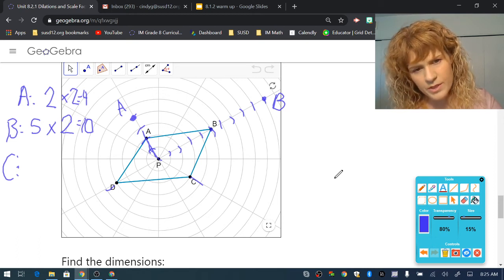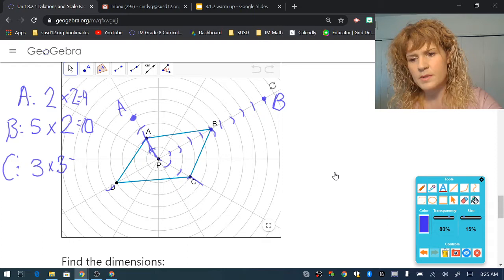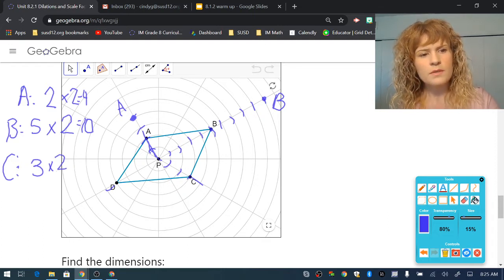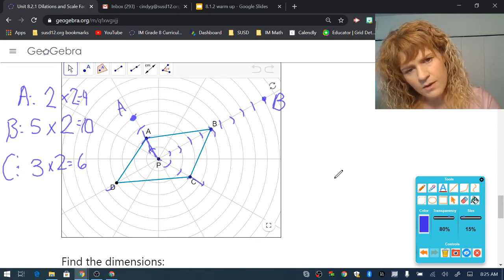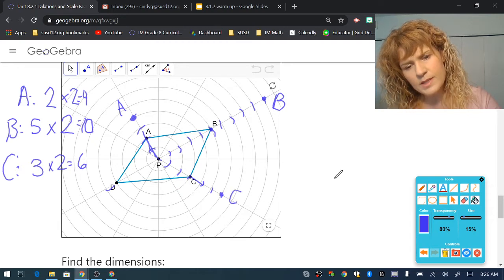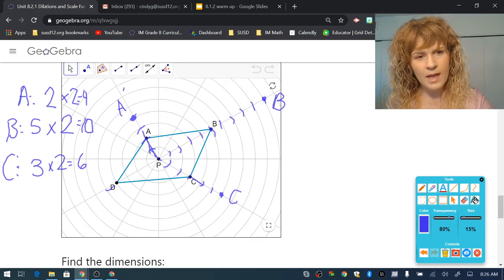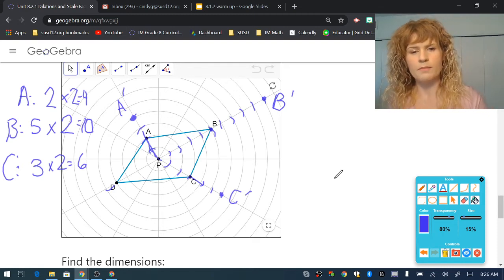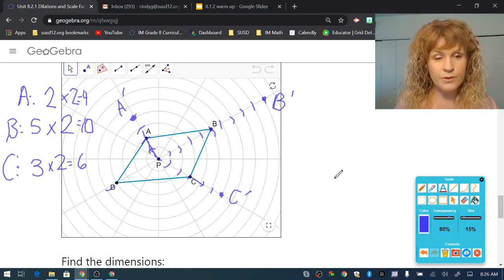Okay, let's try C. First, look at the original distance here. 1, 2, 3. Okay, so the scale factor is 2. 3 times 2. Oops, I wrote 3 times 3. 3 times 2 equals 6. So we'll keep counting. This is 3, 4, 5, 6. Right here is going to be the new point C. You know what? I forgot to put primes. We can call this A prime, B prime, C prime. Don't forget primes, because this is the image of the original figure.